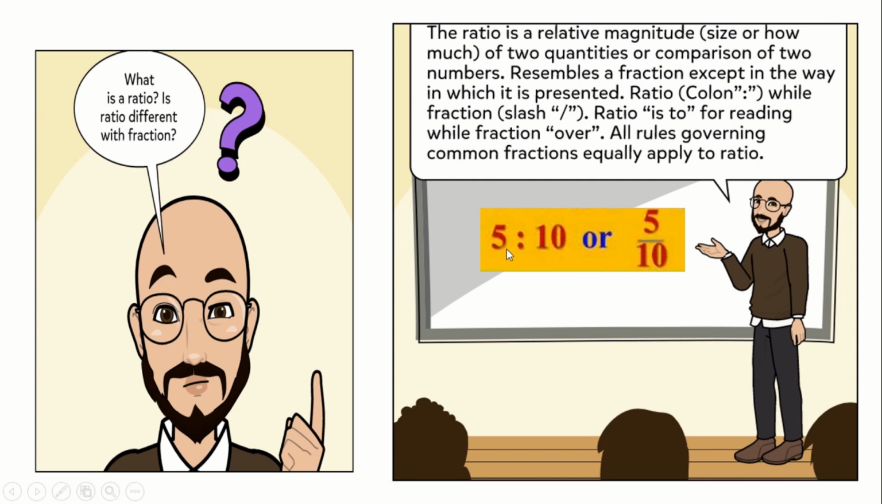So for example, this is a ratio. It is expressed as 5 to 10. For a fraction, it is 5 over 10, but they are similar to each other. This is a portion of a whole. So 5 is a portion of 10, 5 is a portion over 10.